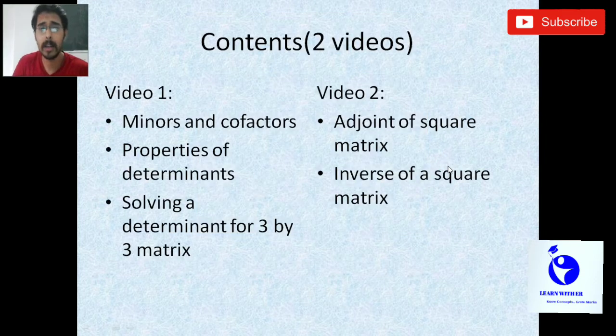We will be dividing this particular lecture into two videos. In today's video, we are going to do minors and cofactors, properties of determinants, and solving a determinant for a 3x3 matrix. In the next video, which will be a continuation, we are going to talk about the adjoint of a square matrix and the inverse of a square matrix. So these are the two videos which will be compiled for one topic, that is determinants.